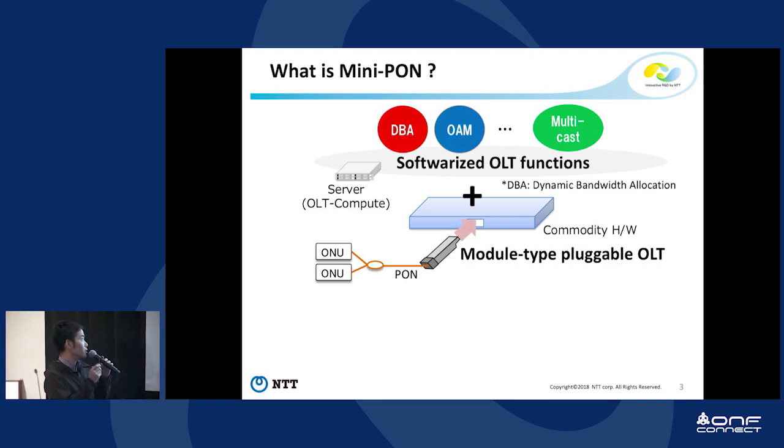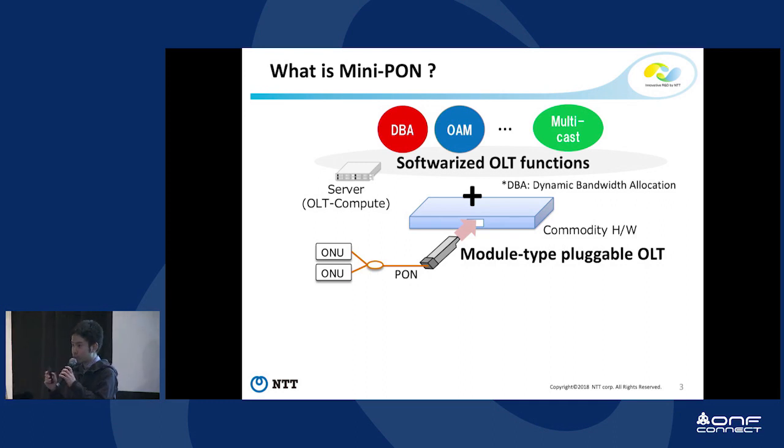Please take a look at the top of this slide. As you know, the OLT device is composed of some functional components. It includes DBA, an abbreviation of dynamic bandwidth allocation, that plays an important role to control the QoS of upstream traffic of subscribers, and OAM function and multicast function. We will decouple these functions from the hardware device and implement them as software running on a commodity hardware and commodity server. That is what we call softwareization.